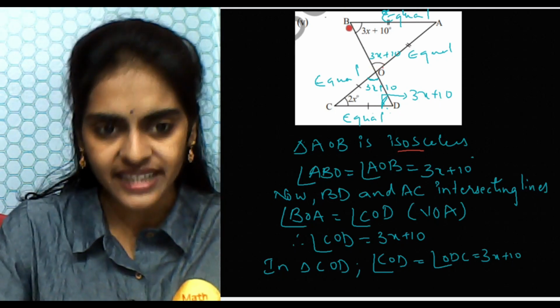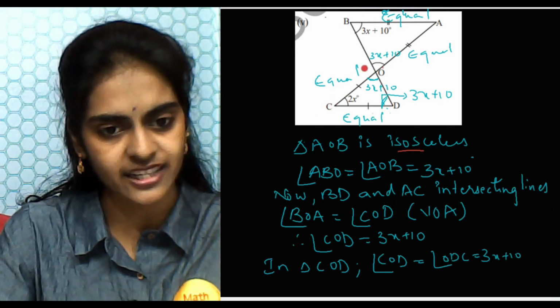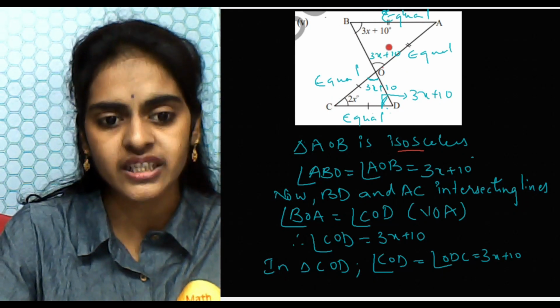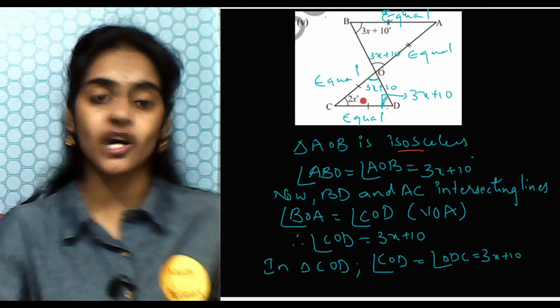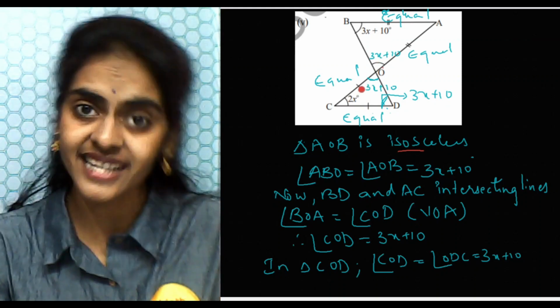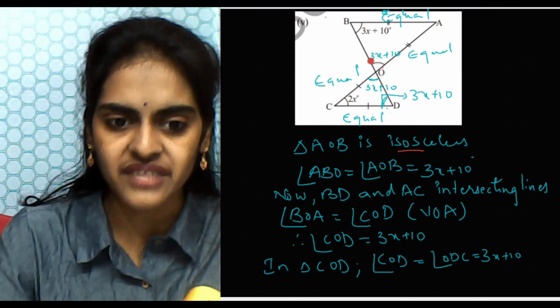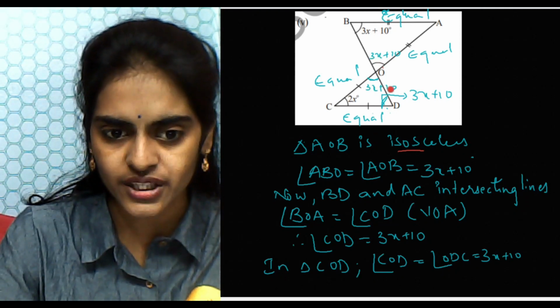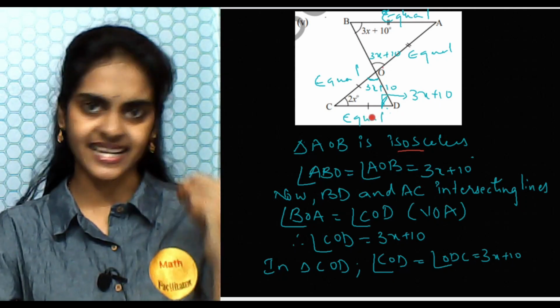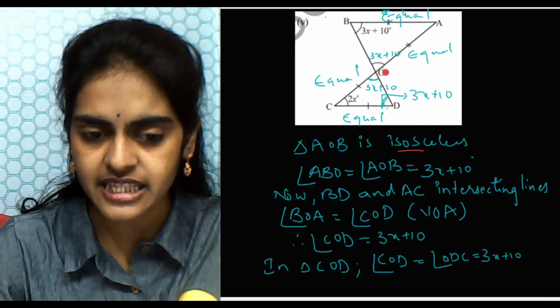Now the next point is that these two are intersecting lines, so these two angles are vertically opposite, and in class 7 you have learned that vertically opposite angles are equal. So this angle is equal to this angle. If this angle is 3x plus 10, this is also 3x plus 10. That is the second step. Now the third step is just see this triangle COD.